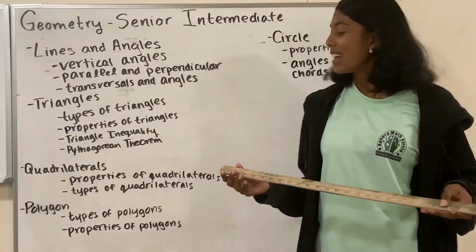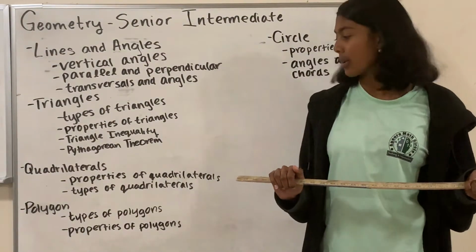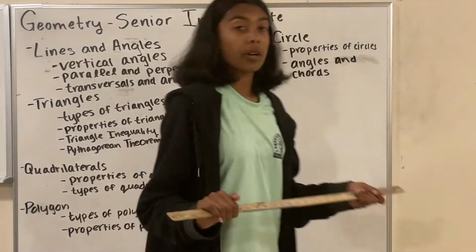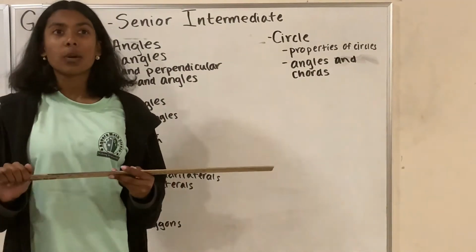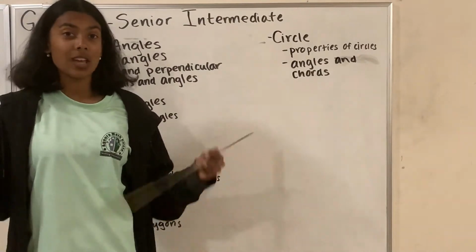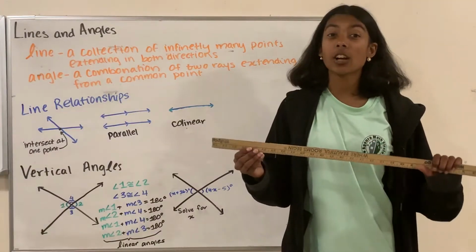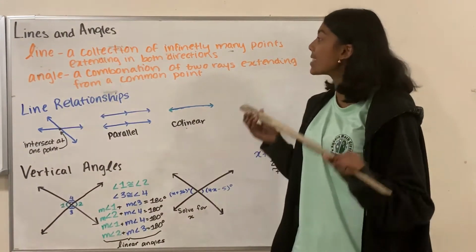quadrilaterals we have. Then we move on to polygons. So we're going to learn about the different types of polygons we have and our basic property of polygons. And lastly, we have the circle. And we're going to learn about the basic properties of circles and the angles and chords in a circle. So now let's start off with our first topic, lines and angles.